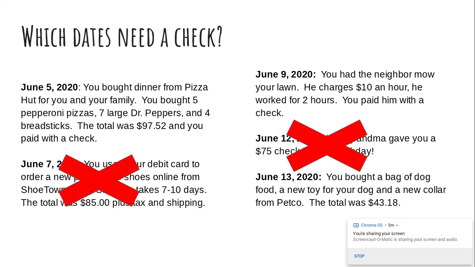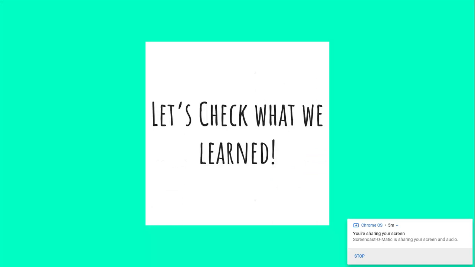Okay, and then the last check, June 13th, 2020, paid to the order of Petco, $43.18 for pet supplies, and then we sign it. Okay, so all of those. Okay, so now let's check what we learned.